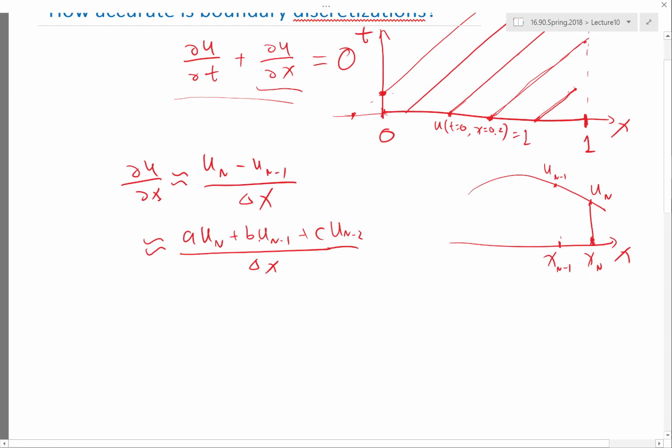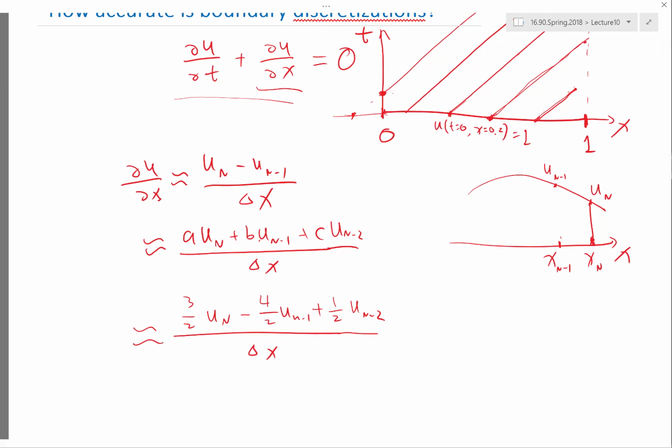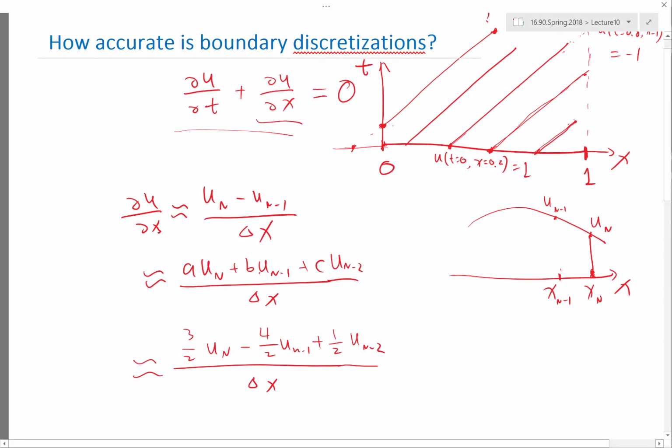And I think you have obtained the correct answer. I think this is like 3 over 2 and minus 4 over 2 and plus a half, something like that. I might be wrong, but this is my recollection of how the second order scheme works out, right? So it's kind of a one-sided biased finite difference operator. Okay, all right, and so this is one way to discretize the equation without a boundary condition.